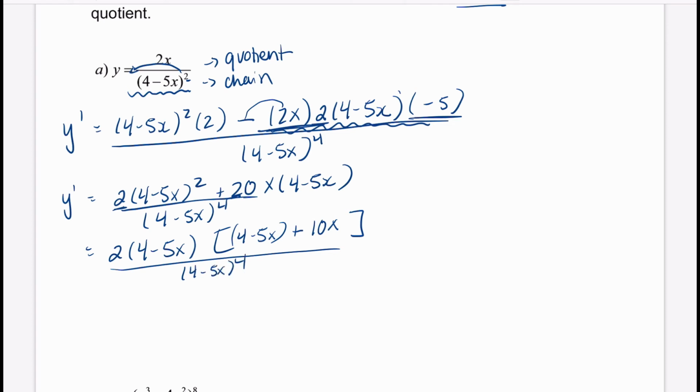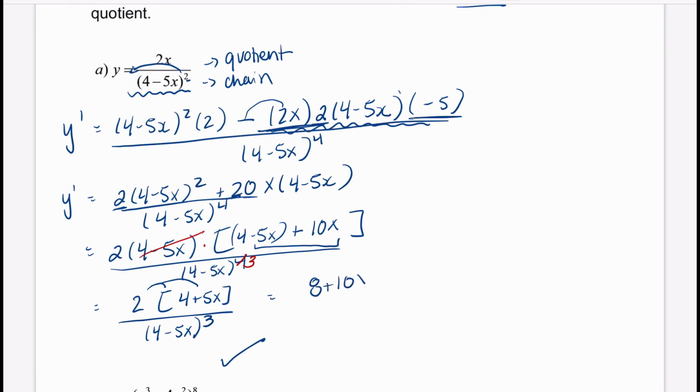But now I can start simplifying things out. So since I'm multiplying, I can cancel this with one of these exponents and change that to a 3. So now I have 2 times whatever's on the inside, which is 4 plus 5x, negative 5x plus 10x, all over 4 minus 5x to the power of 3. So we're done here. If you want to, you can bring that 2 in, and you would have 8 plus 10x all over 4 minus 5x.